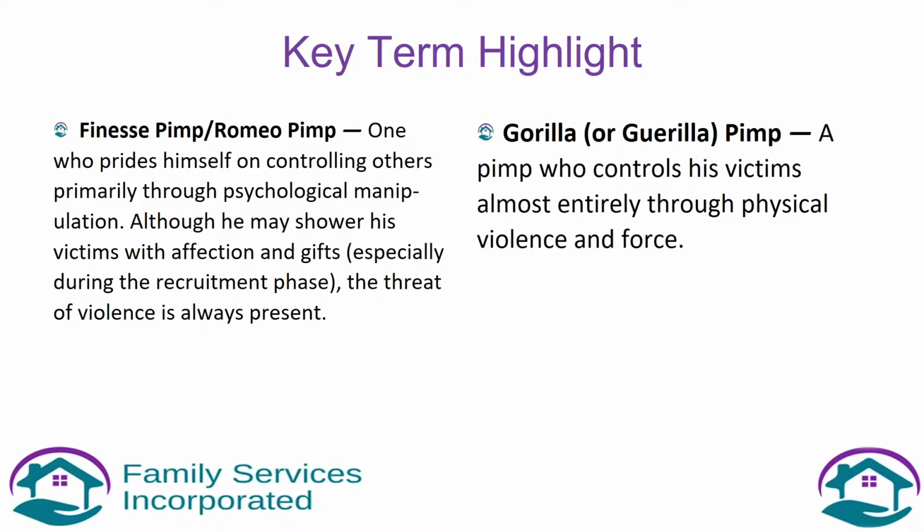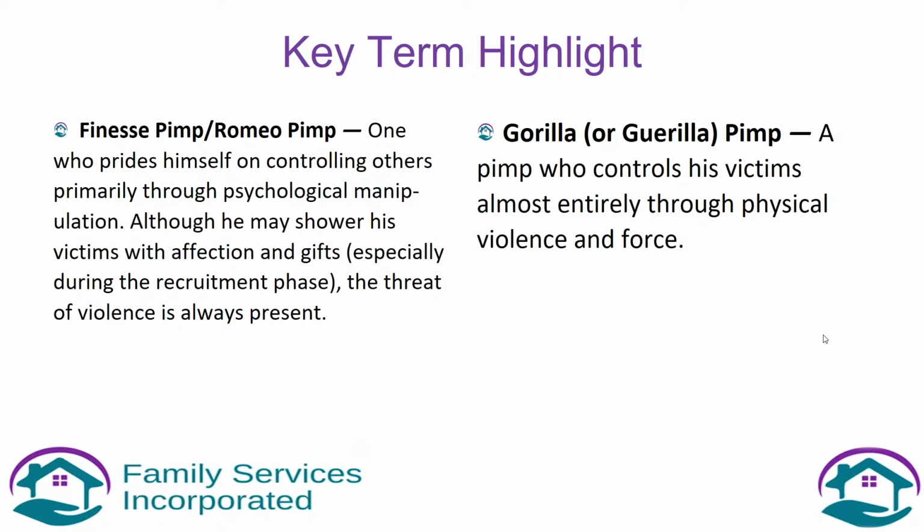So we have two different types of trafficker or pimp. In previous discussion, we discussed in further detail what we define a pimp as, or what we define a trafficker as. And we identified that truthfully, anybody can be a trafficker. All it takes is someone who is willing to take advantage of the vulnerabilities or risks of another individual. So when we define that further, we have two different types of pimp or trafficker. We have the finesse pimp or the Romeo pimp, and we have the guerrilla pimp or the guerrilla.